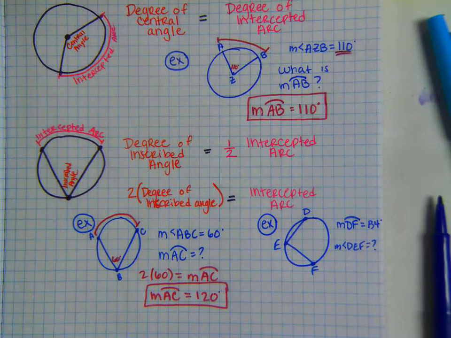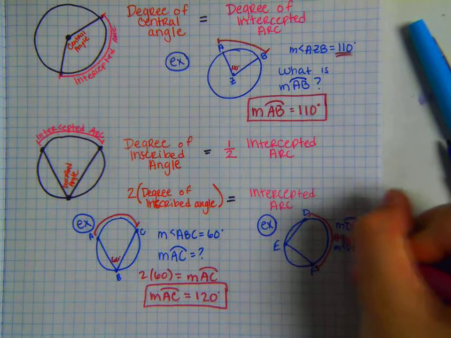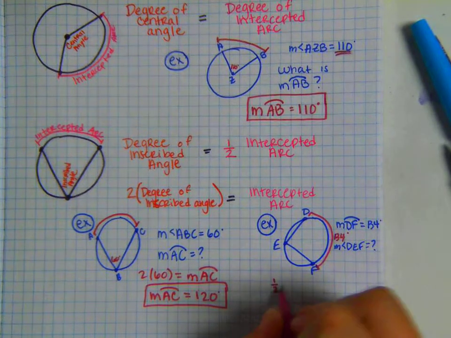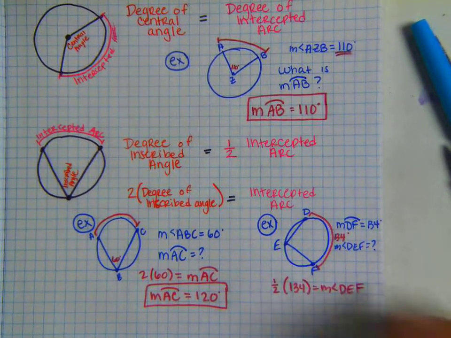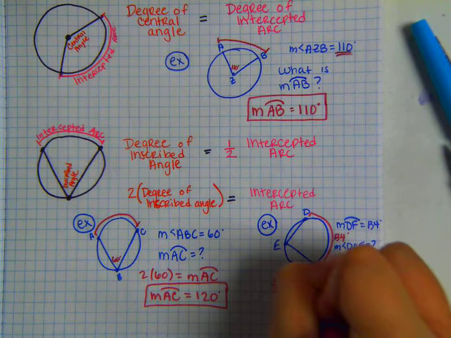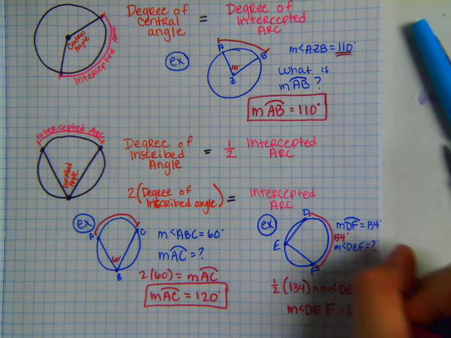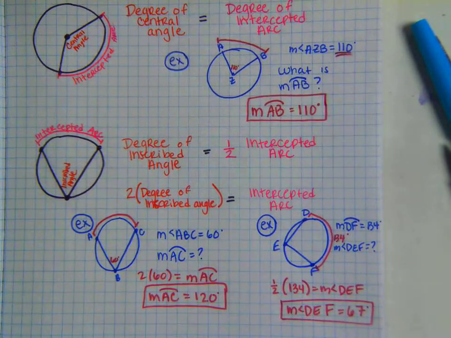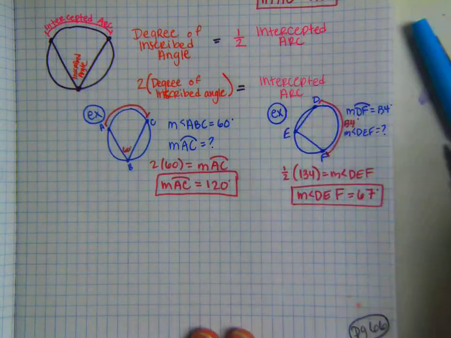And then the other one, we're given the intercepted arc is 134. We're looking for this one. We're given this one. That means I'm going to take 1/2 of that 134, and that's going to be the measure of angle DEF, which means the measure of angle DEF is going to equal 67. Okay?